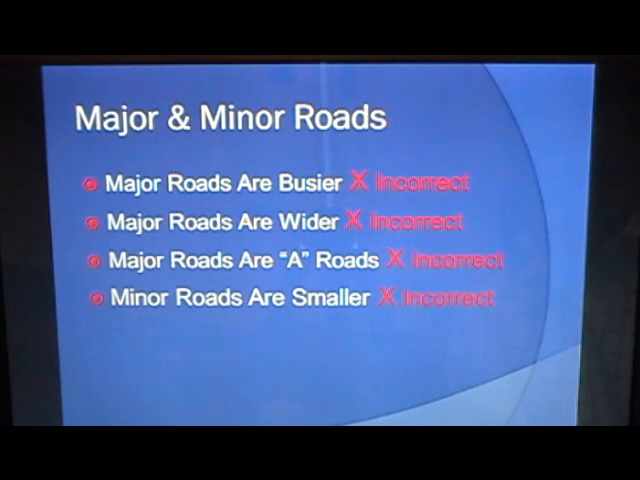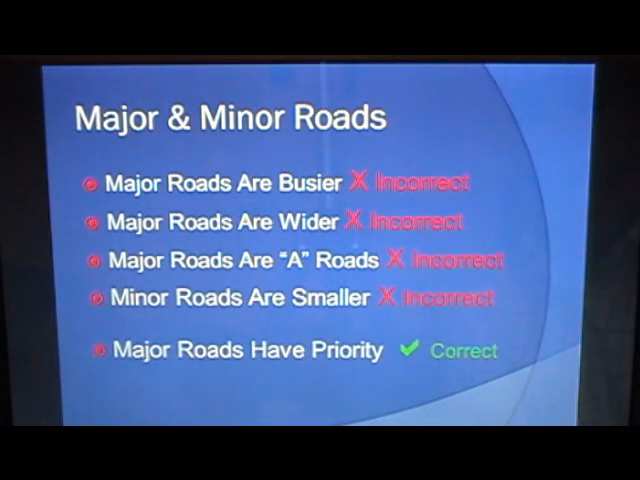So what is the right answer? Major roads have priority, and that's the only answer to it. The major road has priority over the minor road. So if you're dealing with major to minor roads, you'll be on a road that's got priority turning into a minor road that hasn't got priority. If you're coming out of a T-junction, you'll be dealing with minor roads onto major roads which have priority over the T-junction. So be clear about that.